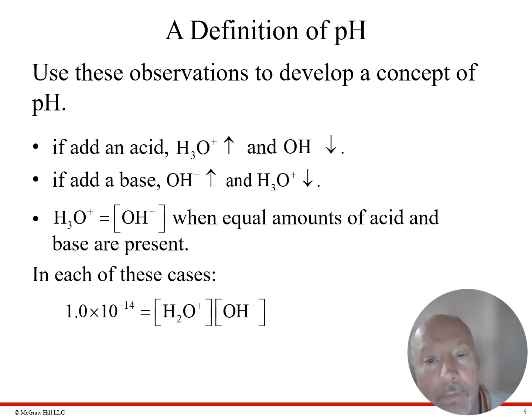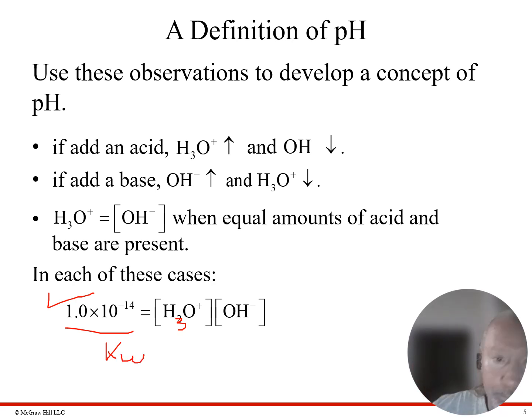So let's think about this here. This is wrong here. This should be H3O+. That's a typo. So the hydronium concentration in molarity times the hydroxide concentration in molarity in an aqueous solution of acid or base is 1.0 times 10 to the negative 14th. That's the equilibrium constant of water, Kw, which is always this value. That's not going to change. Remember that in case it's on a test.